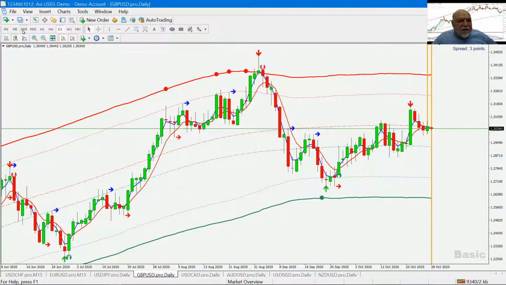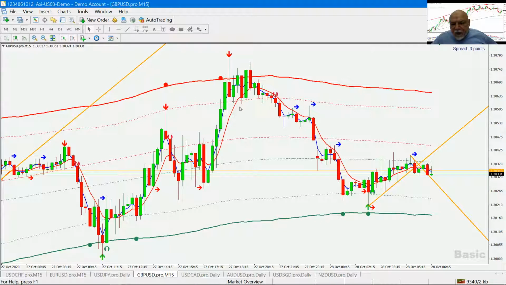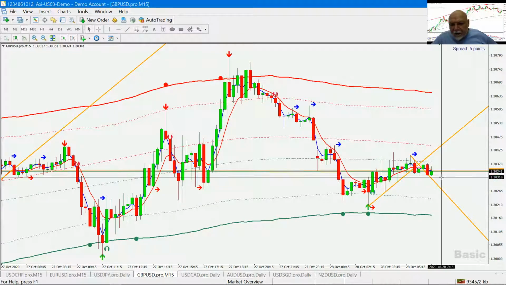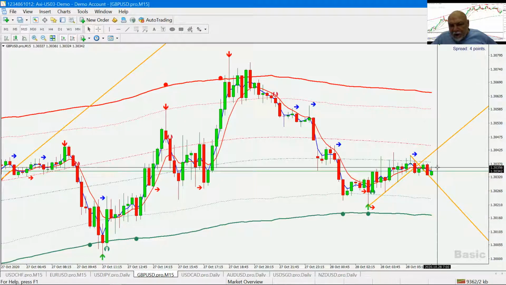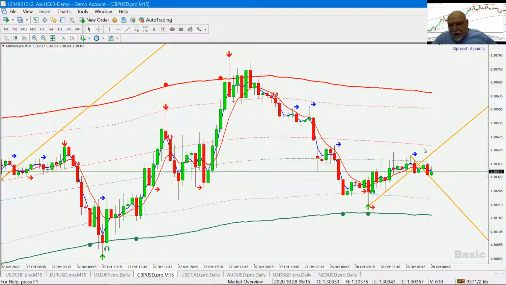Let's go back to the 15-minute chart. Okay. If we get into here, we're looking at 13 pips and 10 pips. There's about a 1-to-1 trade potential on this. This is still coming up a little bit. Let's see what we have here.